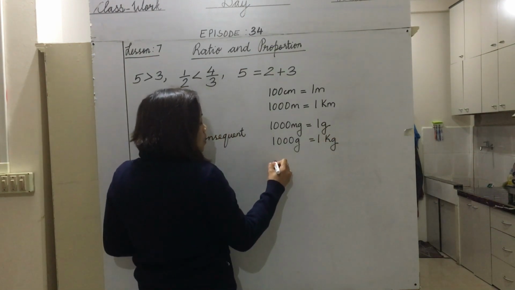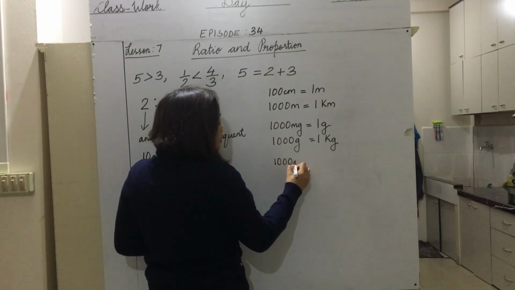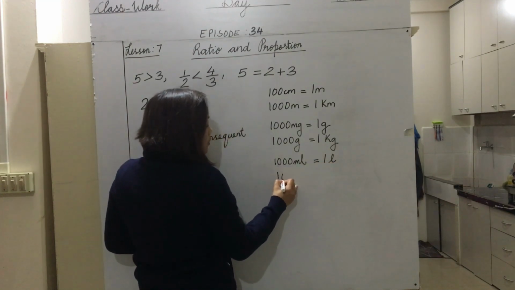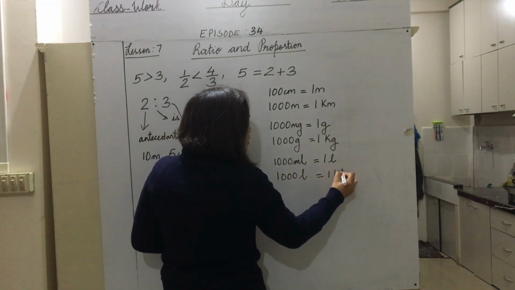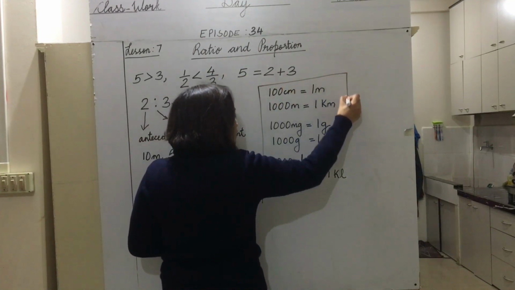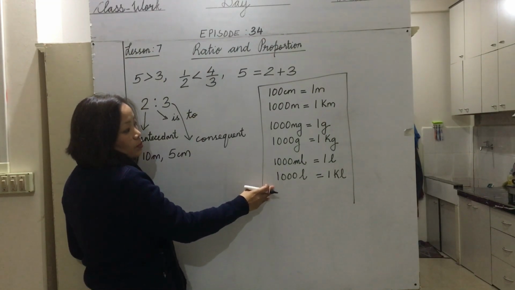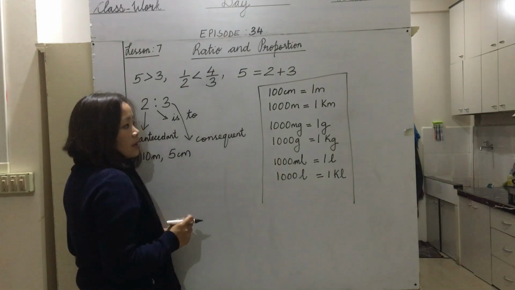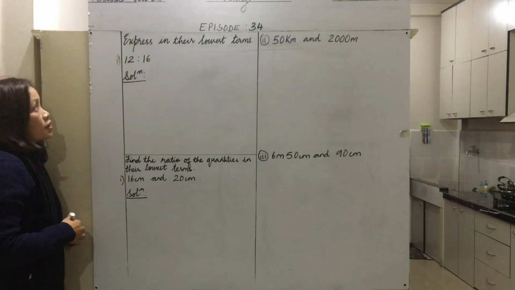And next, 1000 milliliters equals 1 liter, and 1000 liters will equal 1 kiloliter. So these are the common units that we will be using for this lesson. So I want you to write this down in your notebook and learn this table by heart. Now let us look at these questions.